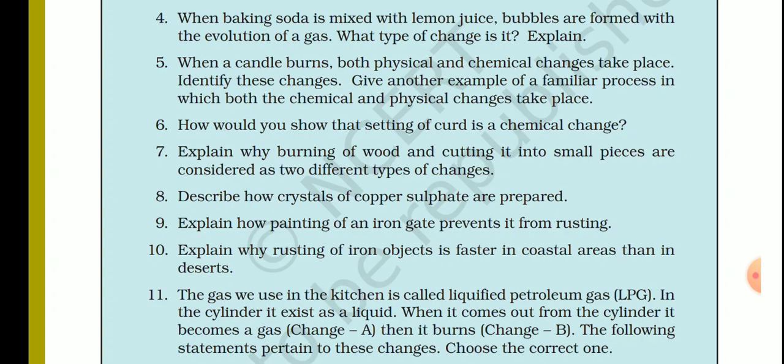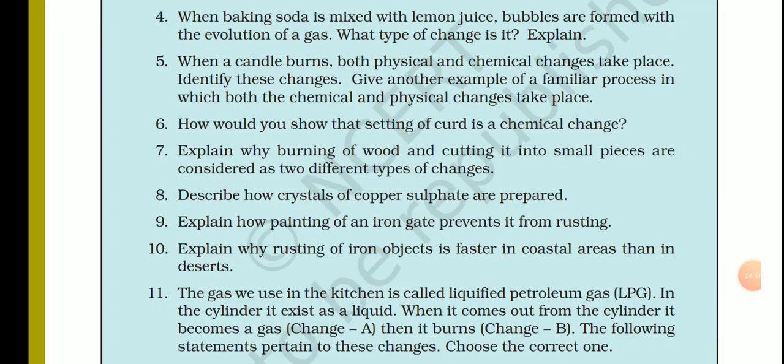Clear, friends? Why is it faster in coastal areas? Because you know that we need moisture and oxygen for the process of rusting, and in the coastal areas there is high humidity. What is humidity? Presence of water vapor in the atmosphere. In the coastal areas it has high humidity, so the process of rusting will be faster compared to that in deserts.